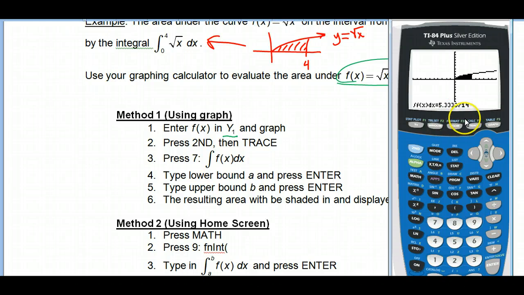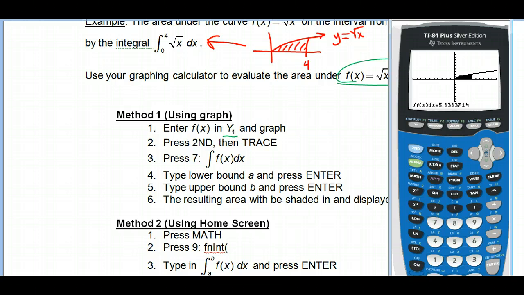So tell me what this means in terms of the integral. That's the area under the curve from 0 to 4. What happens if I change the bound from 0 to 6? It's going to get a bigger area, right? Okay, so that's one way, by putting it into Y1.